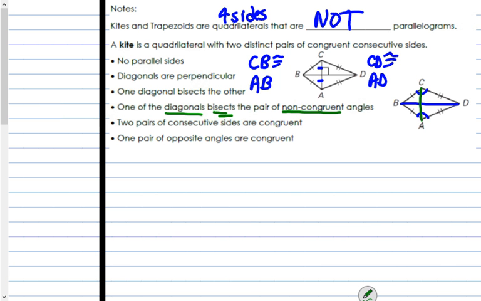Two pairs of consecutive sides are congruent, and one pair of opposite angles are congruent. That's a lot of properties of kites. Kites are probably the most difficult shape to remember the properties of, but I'll try to make sure we have lots of practice with them.